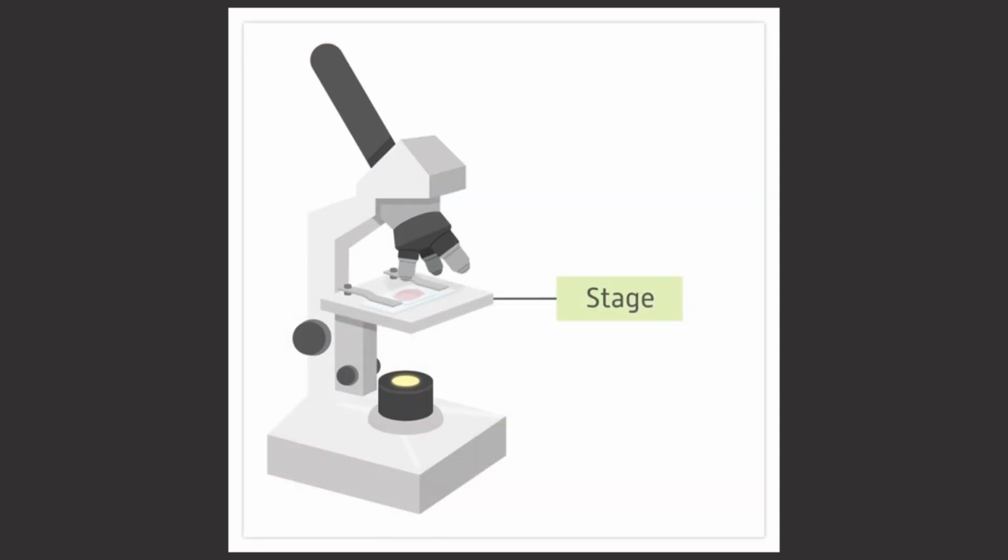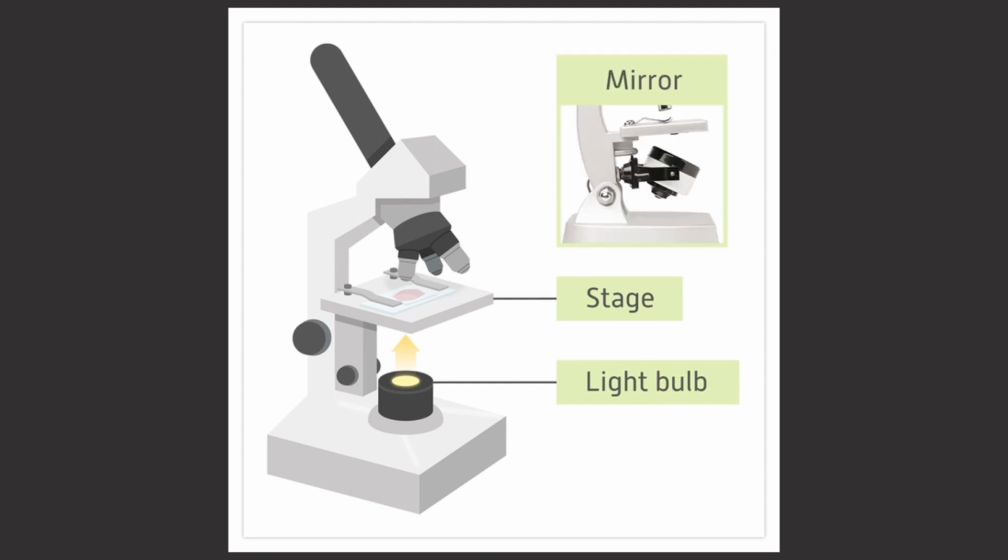To view the slide, place it on the microscope stage and use the clips to hold it down. The stage contains a hole where the light travels up through the specimen. Your microscope may have a light bulb as a source of light, or it may have a mirror. If it has a mirror, you need to move the mirror to reflect light up through the hole.